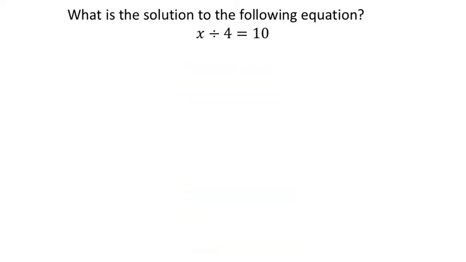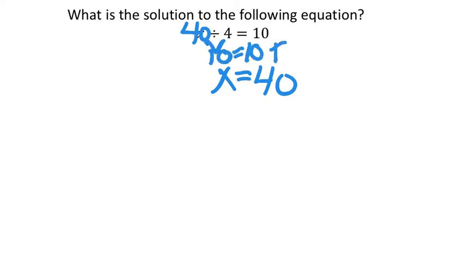Oh, now it's division. This is where I start to lose some students. Like, something divided by 4 equals 10. Okay, well, what is that something? What value of x would I need to make this a true statement? It's 40. Okay, so if I replace the x with 40, I get a true statement. 40 divided by 4 is 10. 10 does equal 10. That's true. So I do know that x equals 40 in this case.